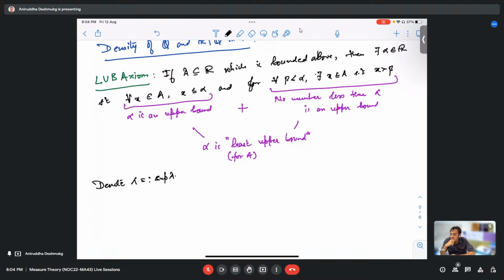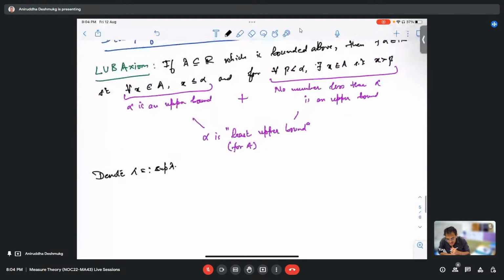Okay. So, see, what I am saying is that if a set is bounded above, then you can always find a least upper bound. That is called the LUB axiom of R. Okay, so you can perhaps look at that for me, and then if you still have any doubts, you can contact me through mail or something.